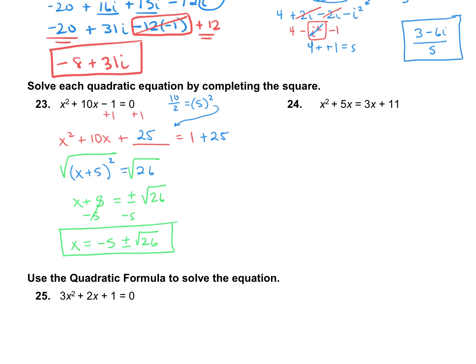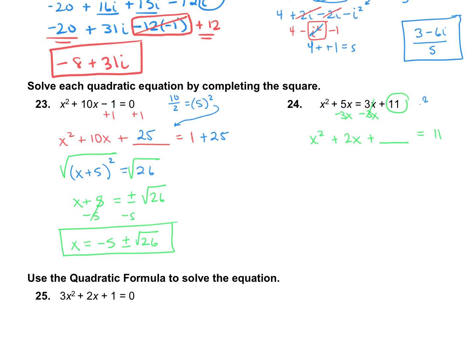We want to get the x squared and x terms on the same side. So I am going to subtract this 3x over here. I can see this 11 is already on the side I want it to be on, so I'm just going to leave it over there. So we have x squared plus 2x. Here I am going to add in that space because I know I'm going to fill something in there that's equal to 11.